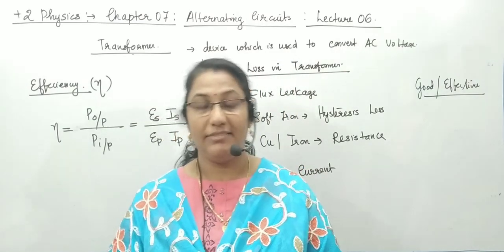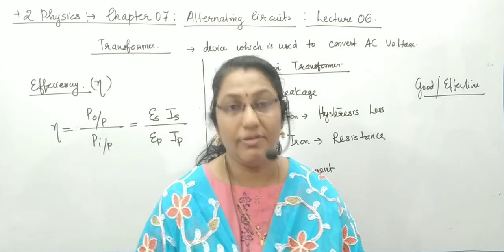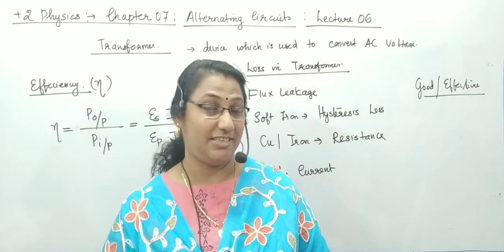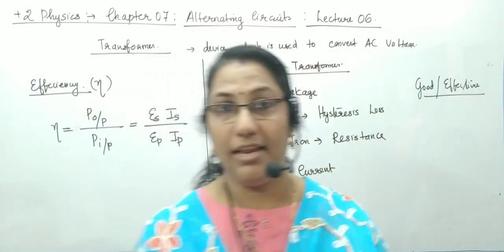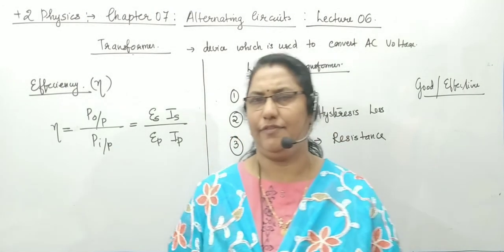So we have completed that also, and in the next lecture we will come with the numericals of alternating circuit. After that we will go to the new chapter. So hoping you understood the alternating circuit in detail. Go through the topic 1, 2 or 3 times, then it becomes good, effective, perfect.